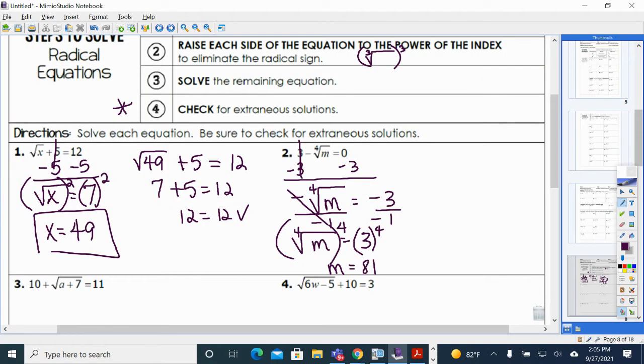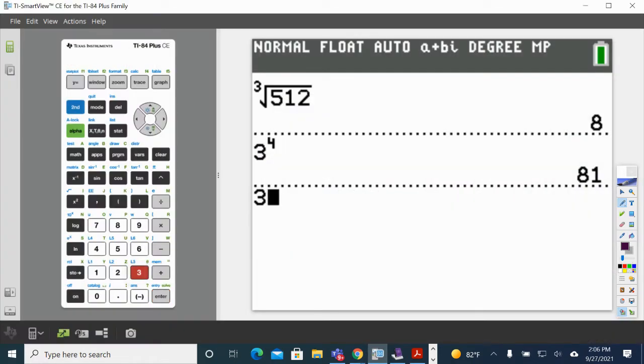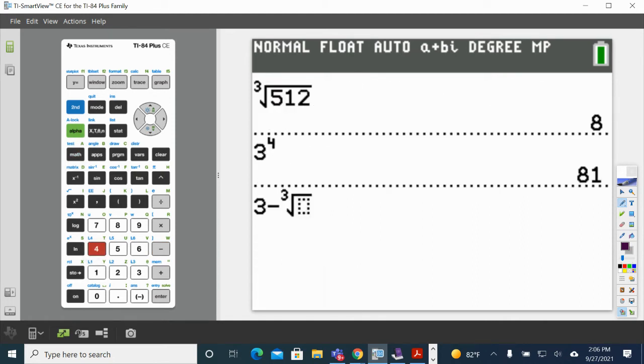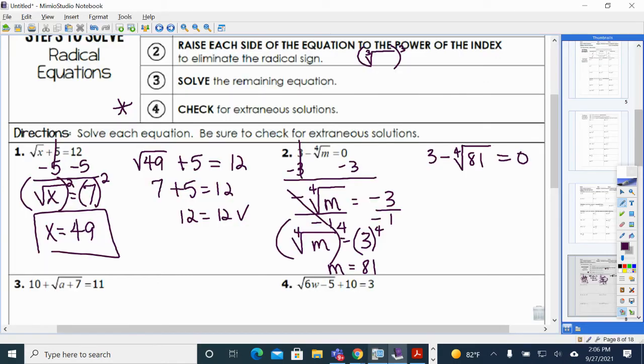So m equals 81. And again, we've got to check that. So 3 minus the fourth root of 81 is supposed to be equal to 0. So 3 minus, I'm going to stick this in the calculator. Go to math, select number 5, and we need a 4 here, not a 3. You may have to make sure that that's the correct index. And we got 3 for the fourth root of 81. Again, this is supposed to be equal to 0, and it is. So that checks out. m does equal 81.